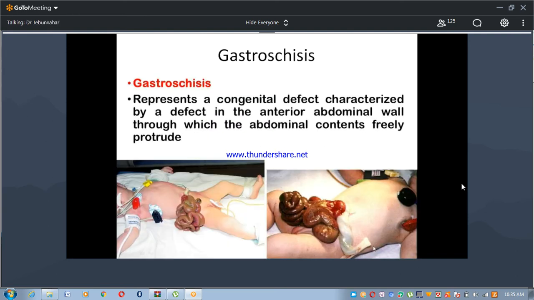And this is covered by amnion. Omphalocele, this is gastroschisis. Gastroschisis may be repaired by surgical correction of the defect. Surgery can fix this gastroschisis.